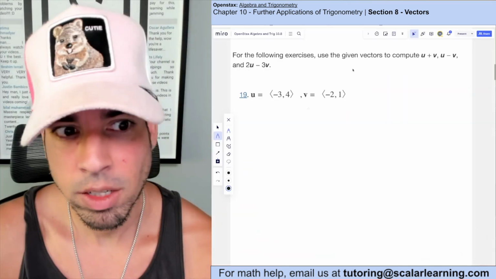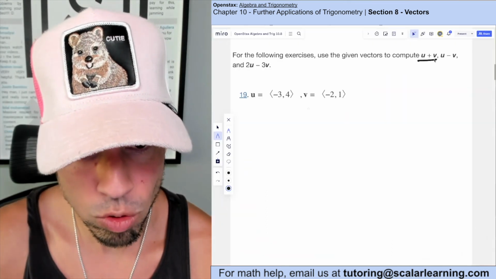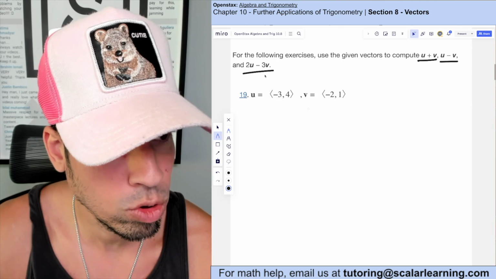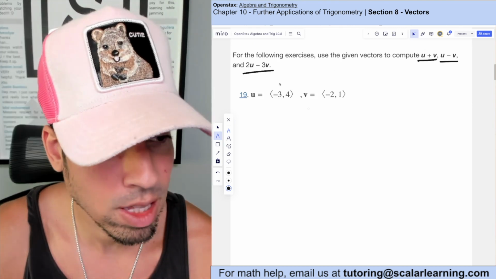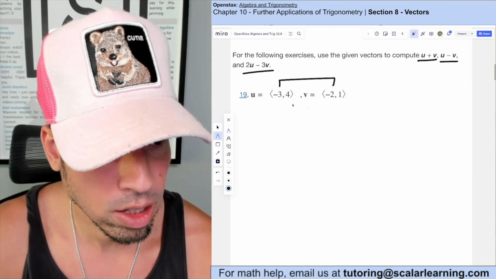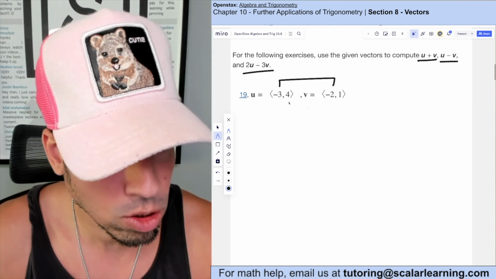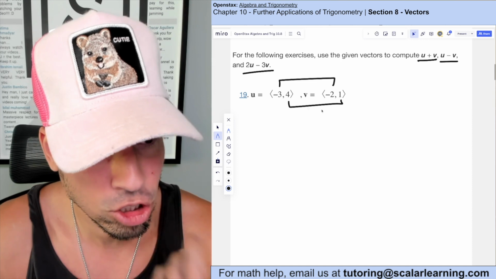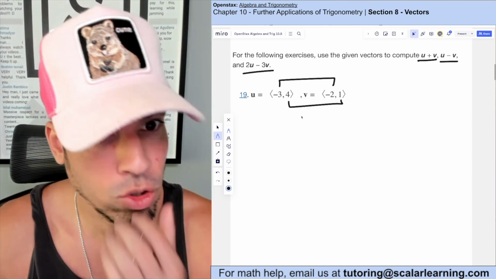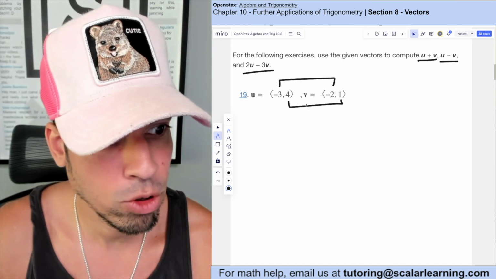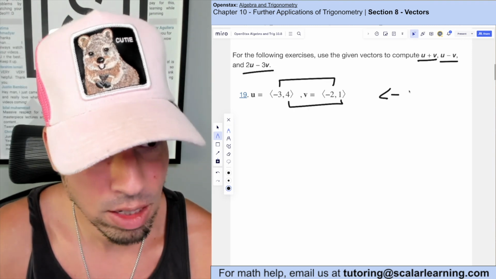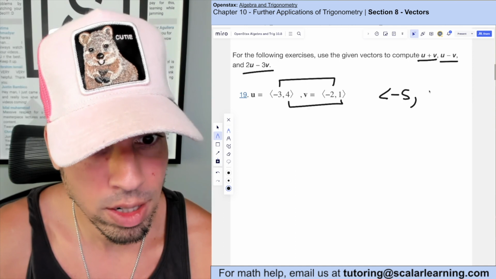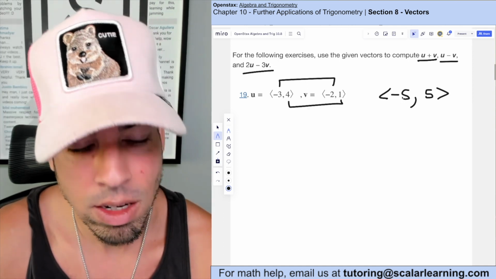Done. For the following exercises, use the given vectors to compute u plus v, u minus v, and 2u minus 3v. So this is pretty cool because when we add vectors, it's like you add these two together, almost like in the i position, and then you add these two together in the j position, right? So it's relatively straightforward. So to get the sum, first, u plus v, we'll do it in this order. Negative 3 plus negative 2 is negative 5. 4 plus 1 is 5.